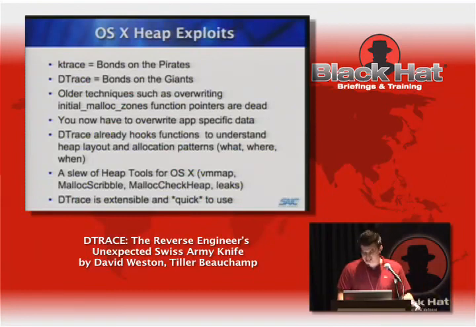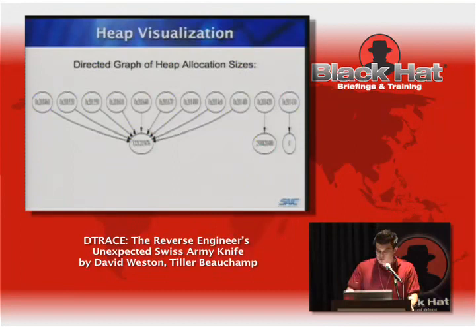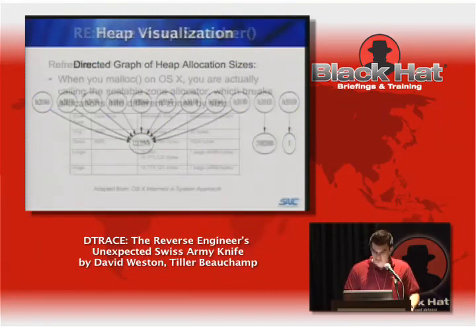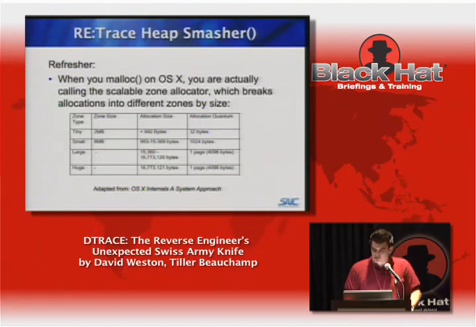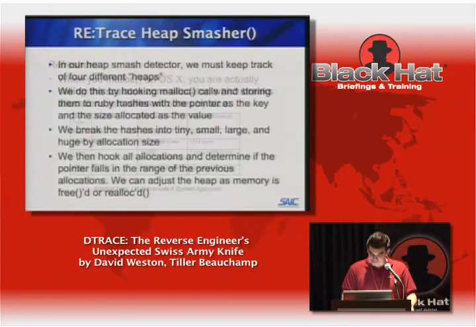As I said, even his technique required a detailed view of the heap. So quickly, here's a directed graph of the heap allocation sizes. That's no problem for me to generate. I'm going to jump through this quickly since we're running out of time. In OS X, remember, there are actually 4 different heaps per process running. They break it up depending on the size of the allocations. That's something very Mac specific that we hope helps you understand our Retrace heap smash detector.